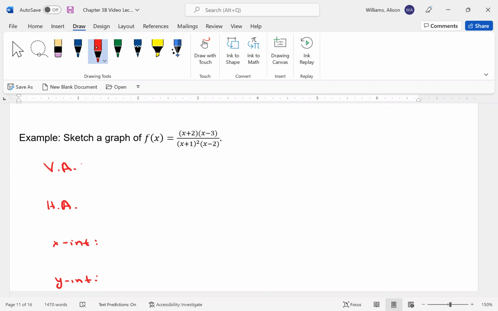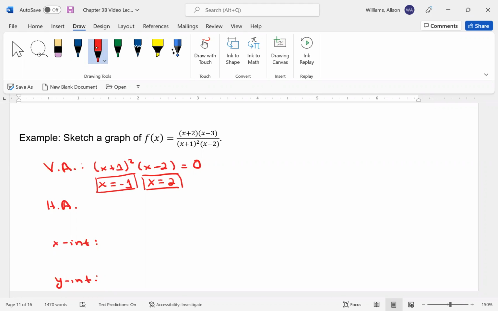Okay, vertical asymptotes, I'm taking the denominator and setting it equal to 0. I'm seeing an example of a squared, which is going to have both sides approaching the same way on that particular vertical asymptote. So if I set this equal to 0, I get x equals -1 and x equals 2. So there are my two vertical asymptotes. And at -1, they're going to be going the same direction.